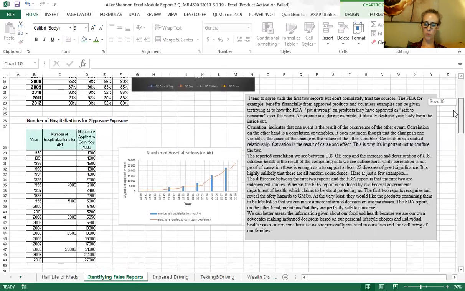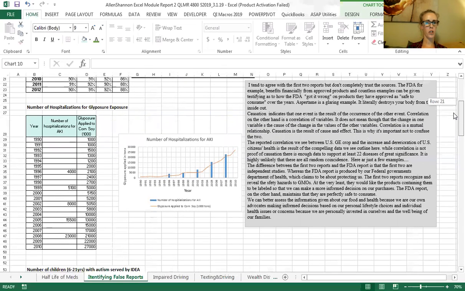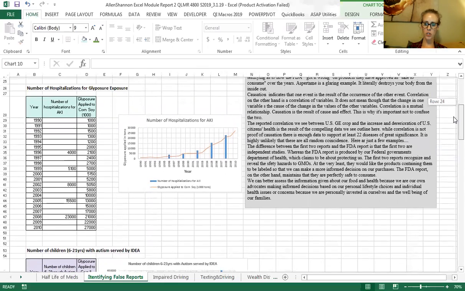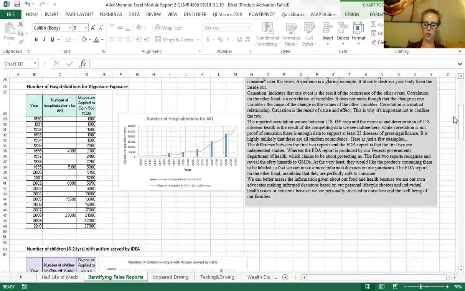We are the ones responsible for what goes into our body or into the bodies of our children. We can better assess the information given. We make these decisions based on our personal lifestyle choices and what we consider to be important or take priority, the individual health issues or concerns, because we're personally invested in ourselves and the well-being of our families.